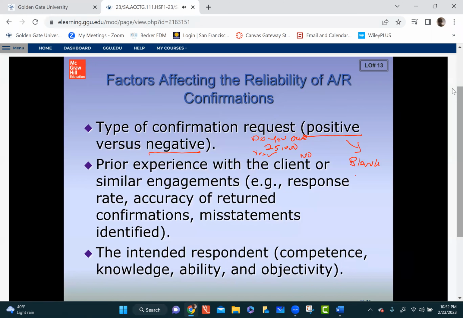Blank says, how much do you owe? Which one's better? Which one gives you more reliable evidence? Now you make them fill it in. Which one gives you more reliable evidence? The blank. Good, blank positive, because now they have to do homework, don't they? They've got to go research it and figure out what the right balance is. So you're getting better evidence.